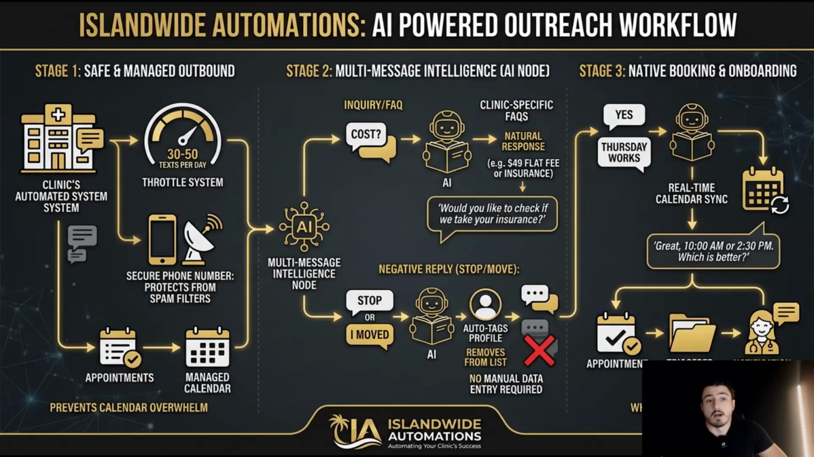If she replies "stop" or "I moved," our AI will automatically tag her profile, remove her from that list, and prevent any future messages from going out to her. So no manual data entry is required there as well. Finally, we have the native booking that we're going to have implemented. When Sarah says, "Yep, Thursday works," the AI is going to read your calendar in real time and say, "Great, I have a 10 a.m. or I have a 2:30 p.m. Which one's better?" It books the appointment, it triggers the onboarding paperwork sequence, and it'll notify your staff.